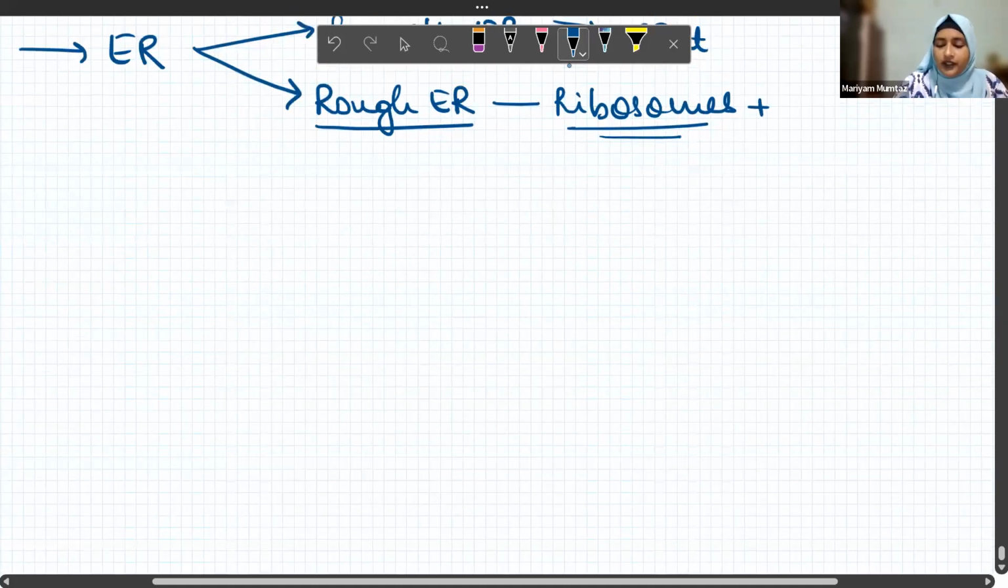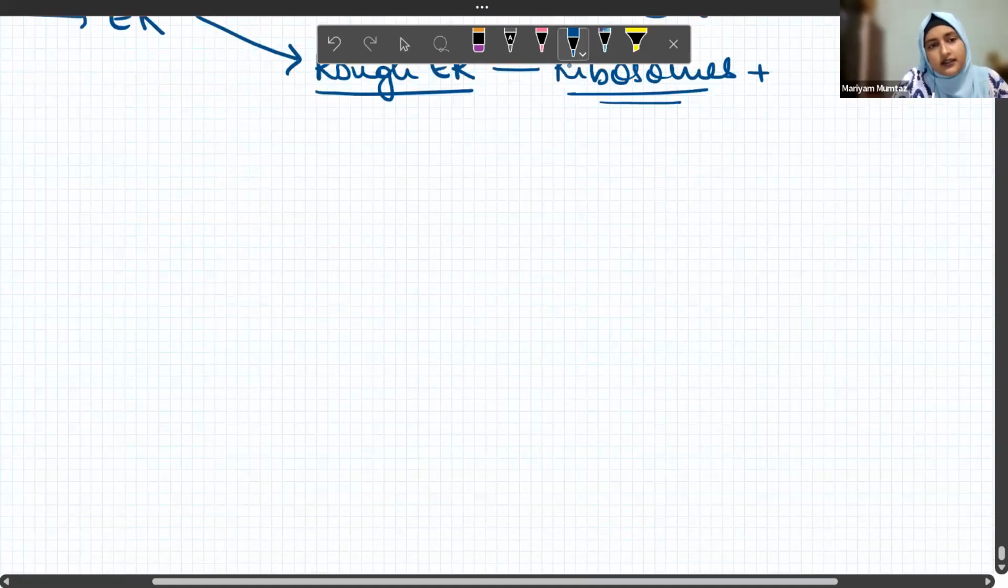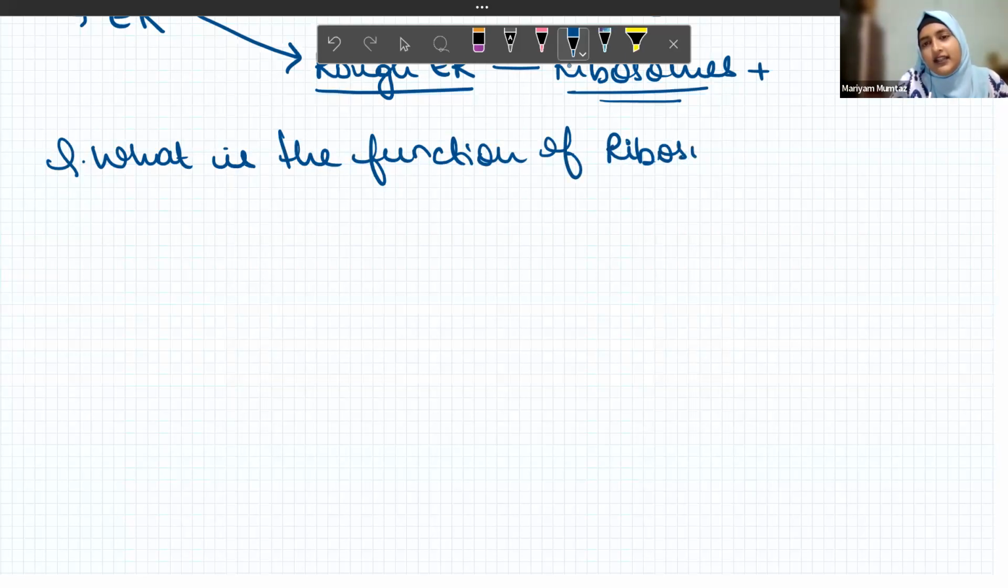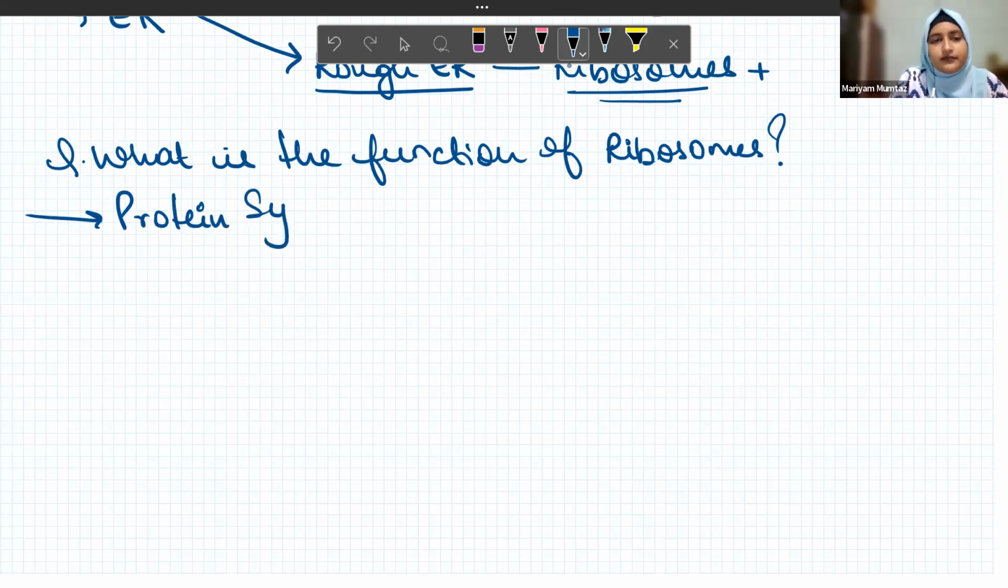All right. Now, moving forward, the next question is, what is the function of ribosome? Okay, I understand that ribosomes are present. Now, what is the function? They do the synthesis of protein. Correct. So the most important function performed by the ribosomes is protein synthesis. So the answer is protein synthesis. Yes, ma'am. Okay. Protein synthesis. Very good.